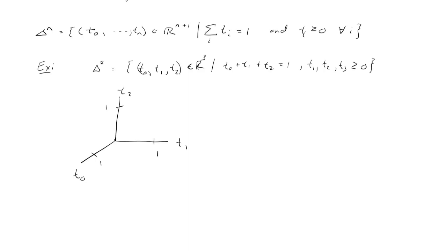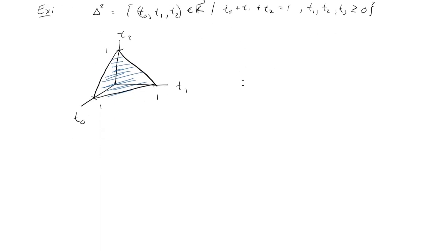And if t1 is, say, 1/2, t0 and t2 will have to make up for it. So what we end up getting is a triangle in 3 space. And it's actually the shaded face of the triangle. This is what a standard 2 simplex looks like in R3.